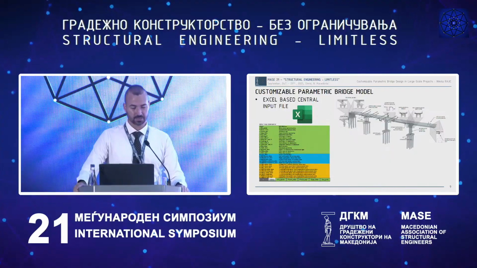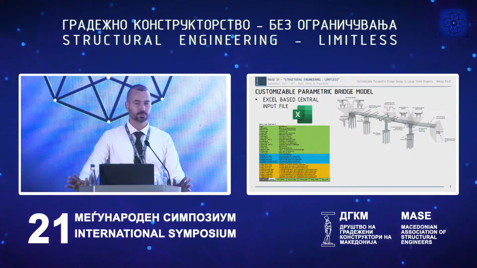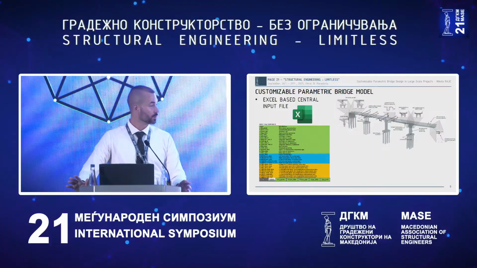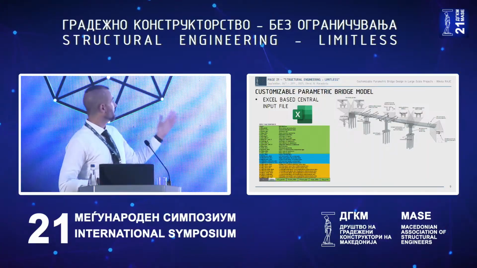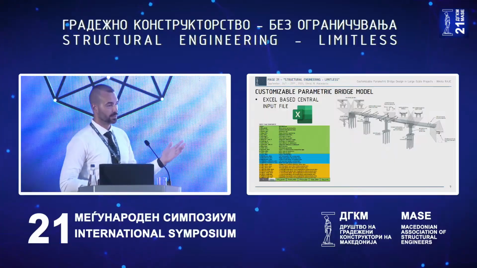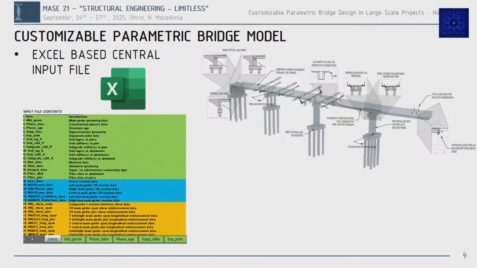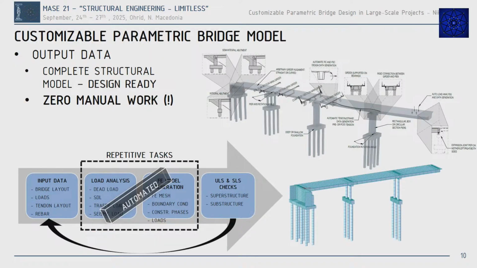Let's check some details. How is this program organized? This automation program is organized like this. It has one Excel-based central input file. All engineers are familiar with Excel, so they use this Excel file. They go through all of these sheets, and they input data. For example, the first sheet is main girder geometry, the second sheet is construction phasing, etc. They input all of this data inside this central file. Then the parametric model generates all of the data. They need zero manual work.